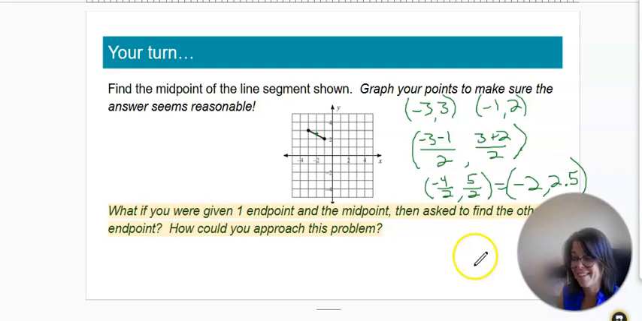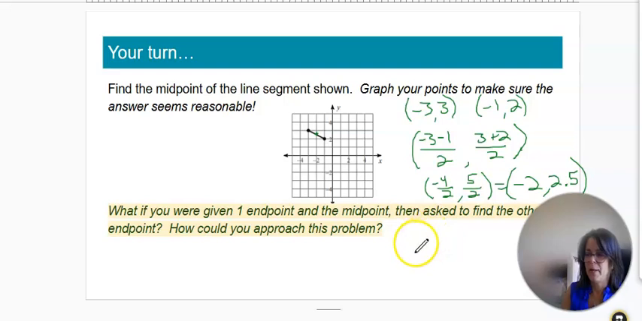That's it. So what if you were given one endpoint and the midpoint? Would you be able to work your way backwards to find the point? And that's a task that we're going to talk about together in class.